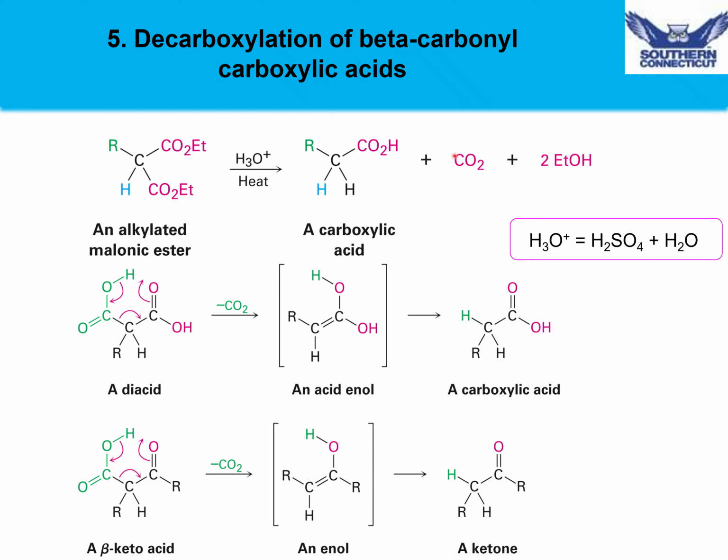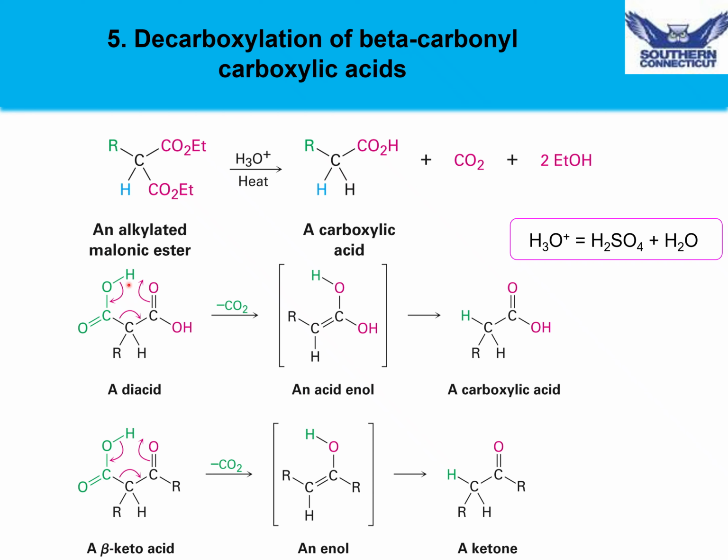We'll also have CO2 and ethanol as byproducts. Ethanol came from the hydrolysis reaction, so the leaving groups on the esters become ethanol molecules. Here's a look at how this reaction occurs. So this is a 1,3 diester, dicarboxylic acid. So that would be the intermediate of this reaction after you hydrolyze the two esters. One of the carboxylic acids would be like this.